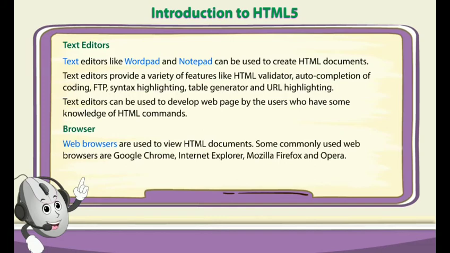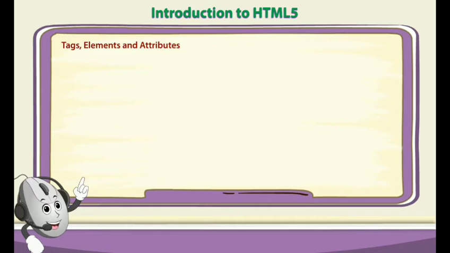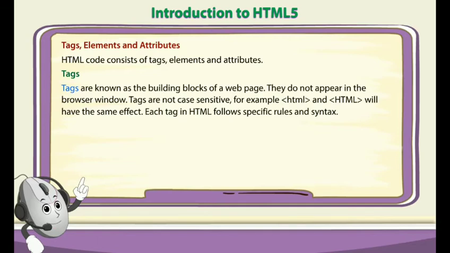Browser. Web browsers are used to view HTML documents. Some commonly used web browsers are Google Chrome, Internet Explorer, Mozilla Firefox, and Opera. Tags, elements, and attributes. HTML consists of tags, elements, and attributes. Tags. Tags are known as building blocks of a web page.